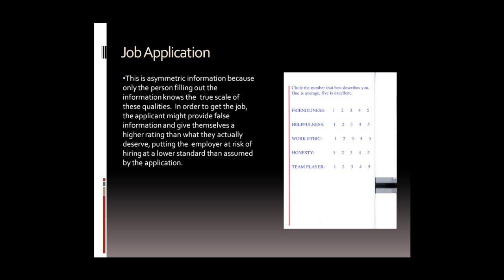Another example of asymmetrical information is a job application. This is asymmetric information because only the person filling out the information knows the true scale of these qualities. In order to get the job, the applicant might provide false information and give themselves a higher rating than what they actually deserve, putting the employer at risk of hiring at a lower standard than assumed by the application.